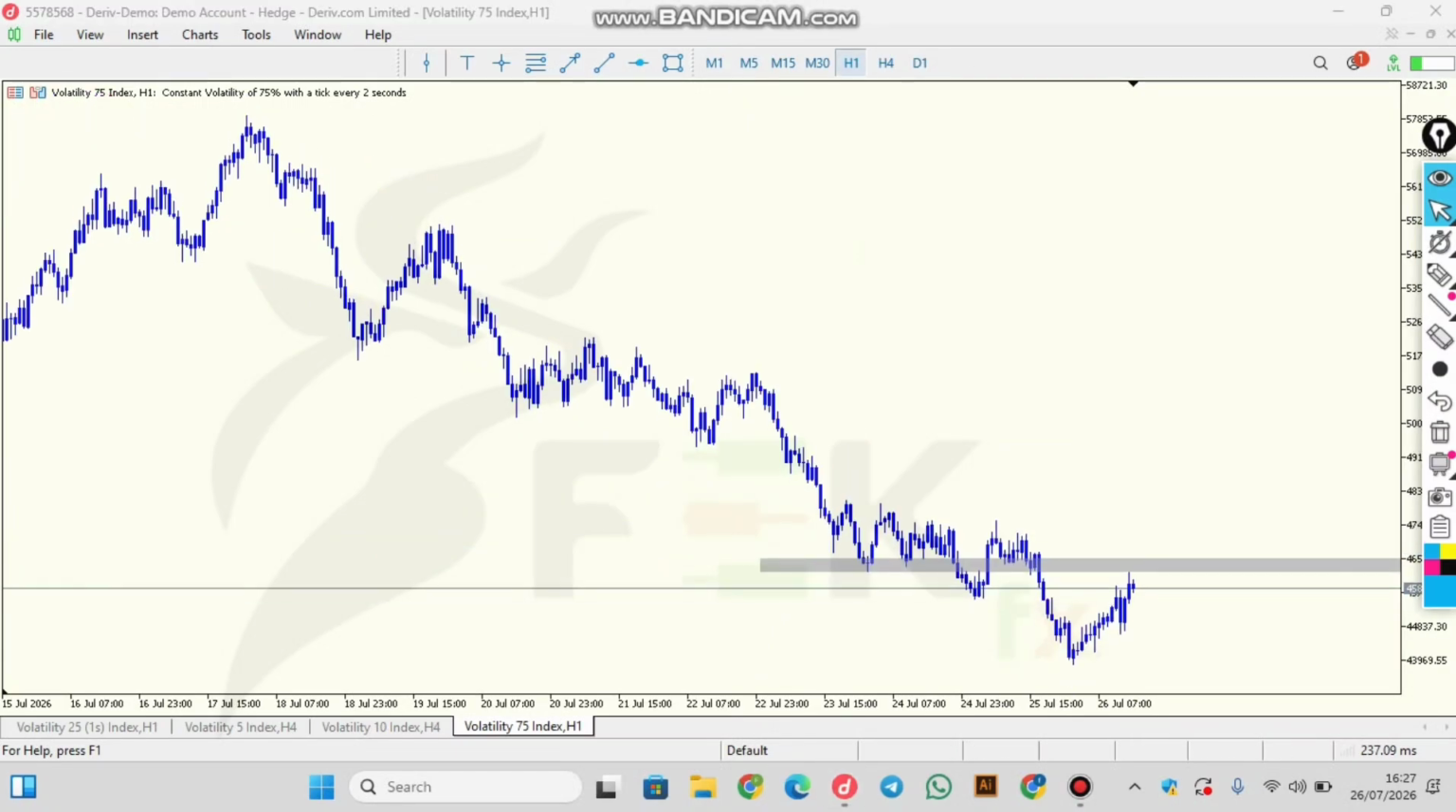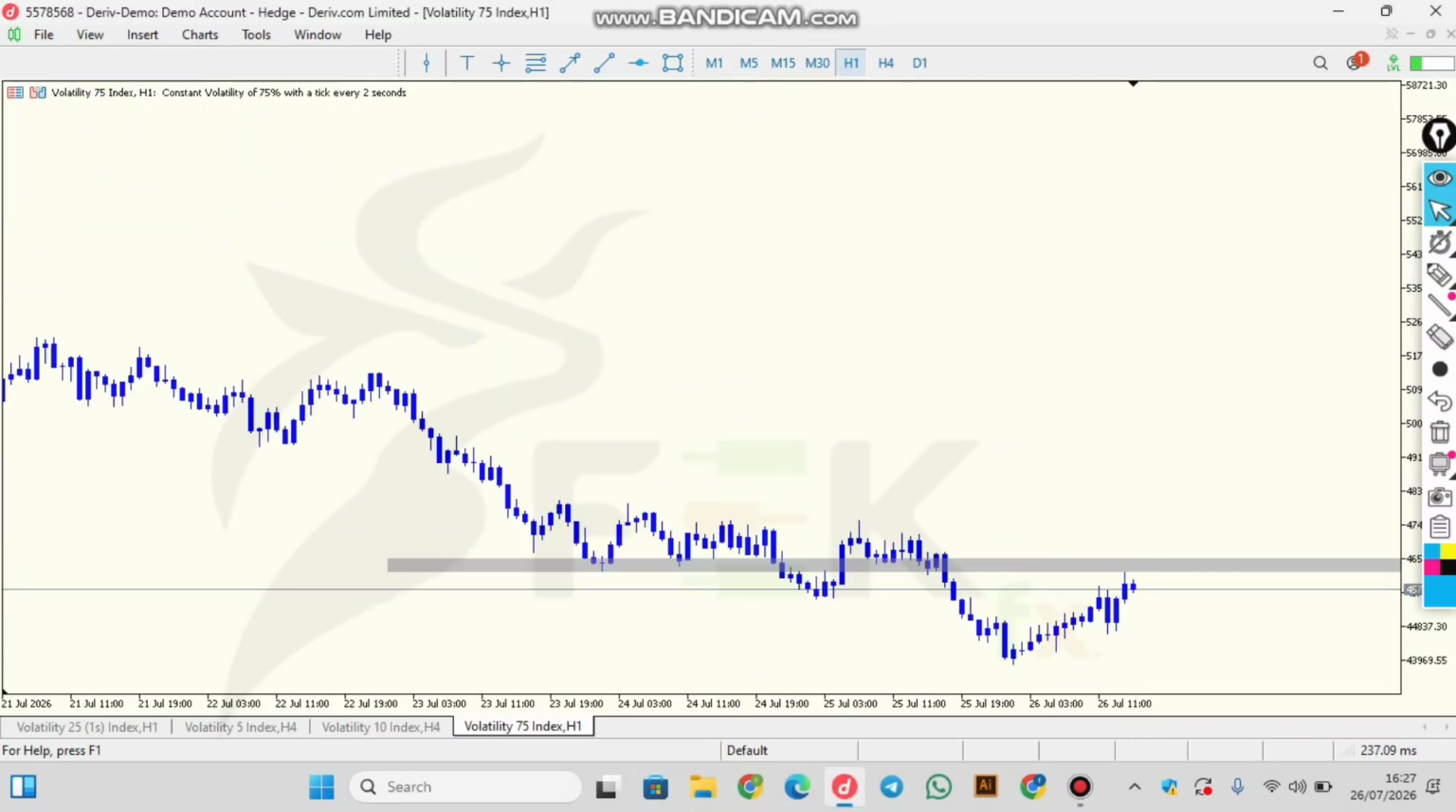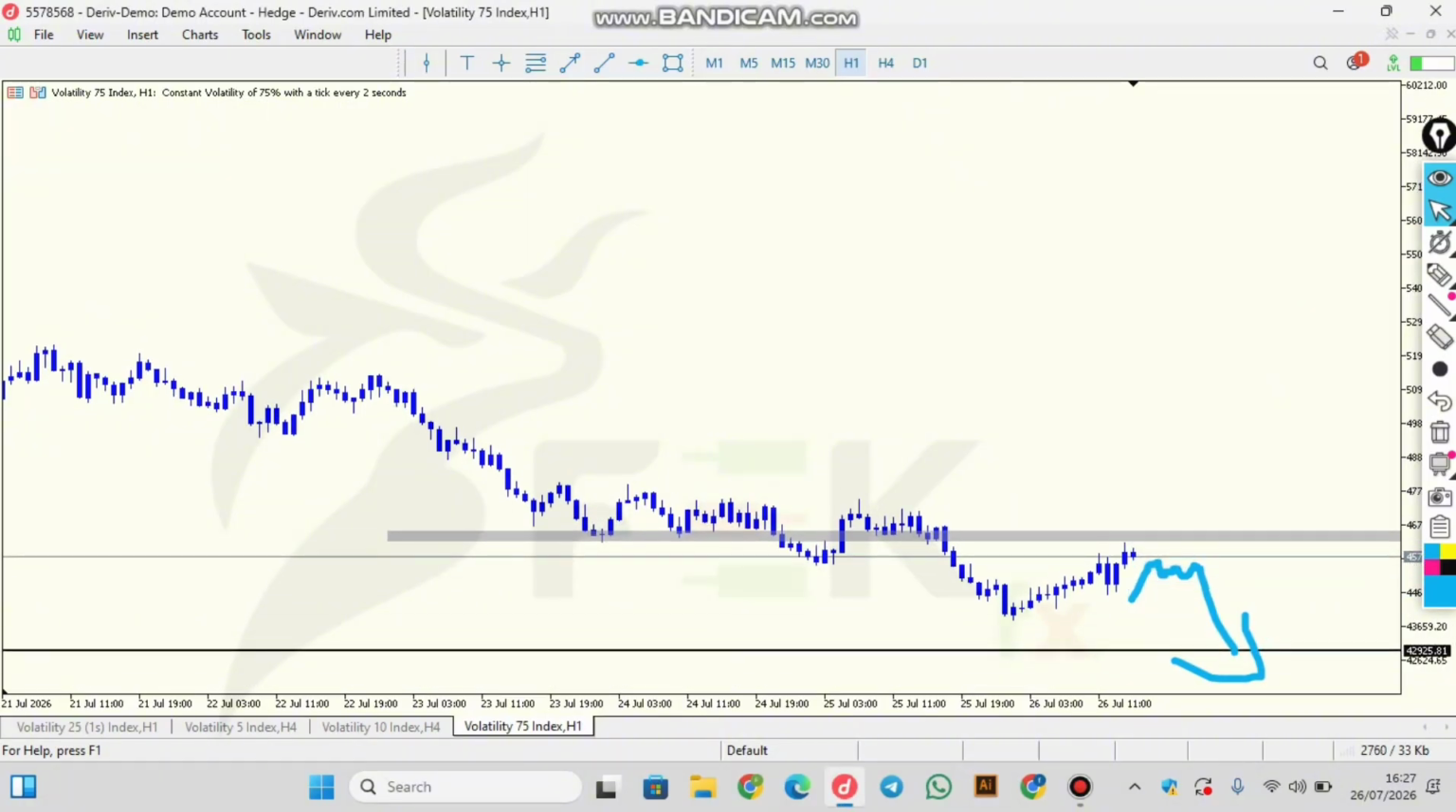If this market can retest here properly and give me a reason to enter, I will enter here and I will target from here to here. So at V75, it is a sell. I'm anticipating a sell opportunity for V75.